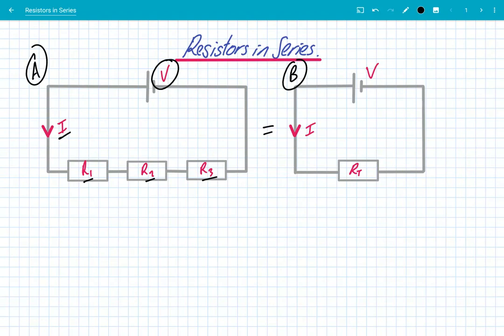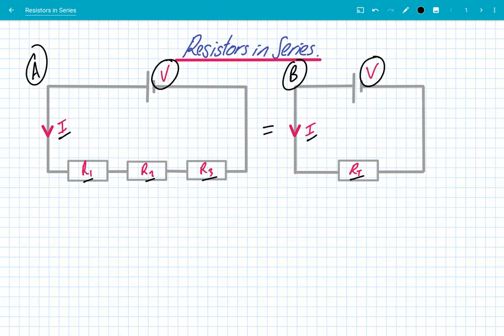We can simplify this circuit to combine all the resistors to give us a total resistance RT. It's still got the same EMF and we've got the same current. And we want to know what is RT in terms of R1, R2 and R3.